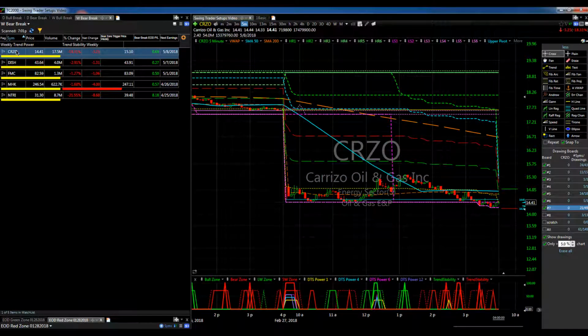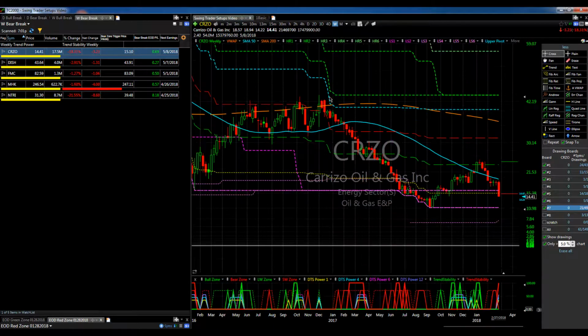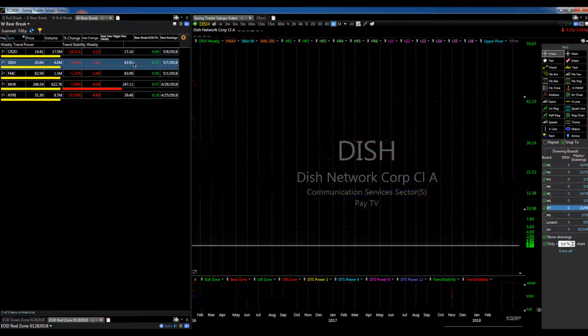On the bear breaks, let's get on the weekly charts. CRZO is working its way back into this weekly bear zone. It's also losing support. So we're breaking out of this consolidation back through here, if you put it all in one group. So it's kind of pretty negative right here on this weekly bear break.